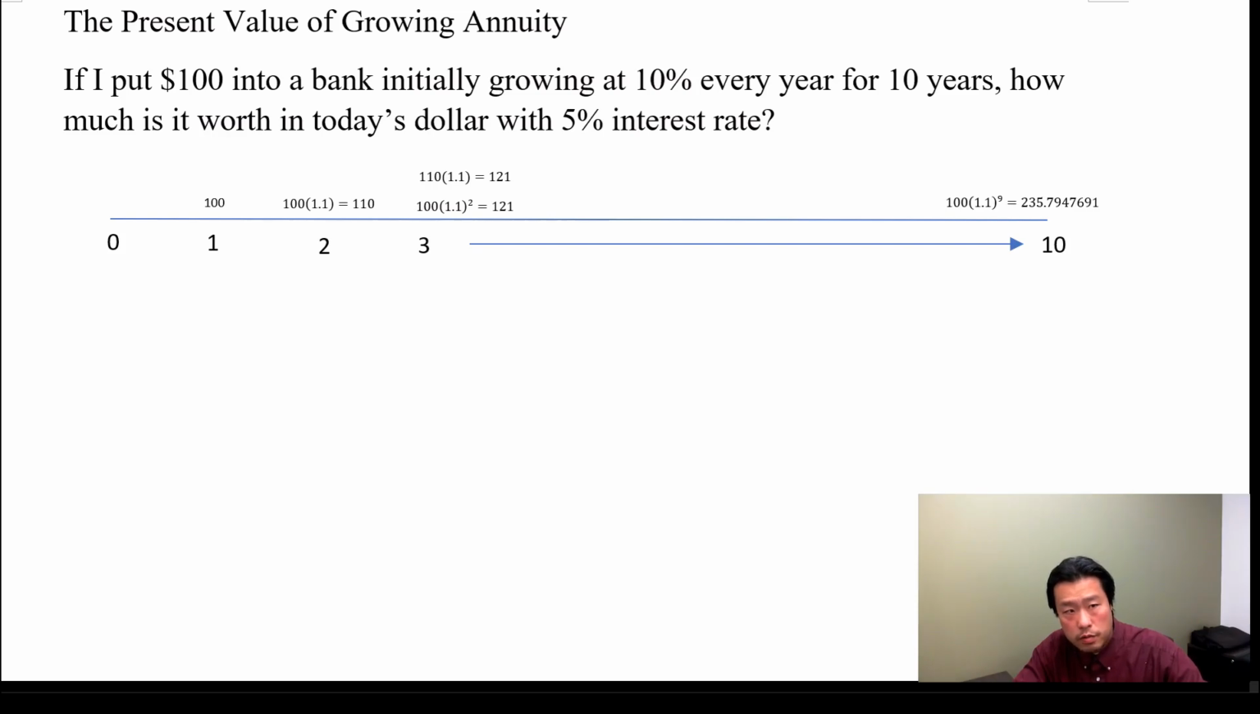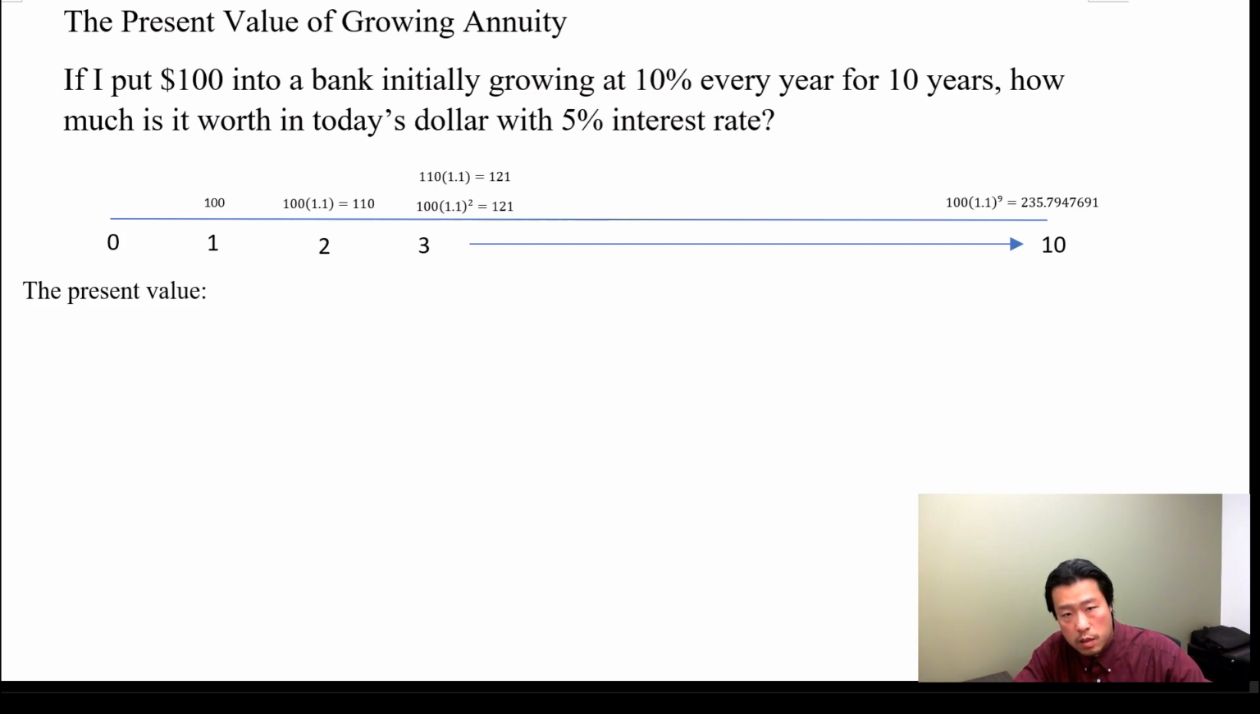If you instead use the initial cash flow, which is 100, then it's 100 multiplied by 1.1 to the power 2, which is also 121. Using this logic, if you want to find the cash flow for the 10th year, you notice that the $100 is increasing by 10% 9 times. So at the end of year 10, it would be 100 times 1.1 to the power of 9. The answer would be $235.79.